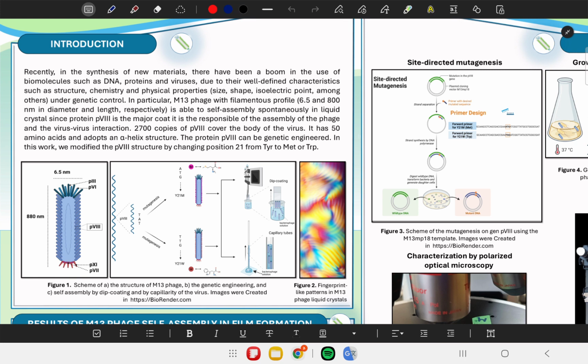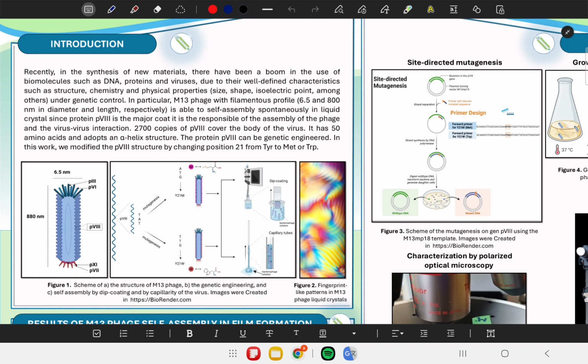The P8 protein makes up 85% of the virus's mass because it covers the virus body, protecting the single-stranded DNA made of 6,407 nucleotides. This makes the P8 protein the main part responsible for the bacteriophage's properties.